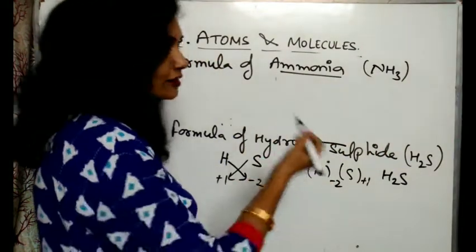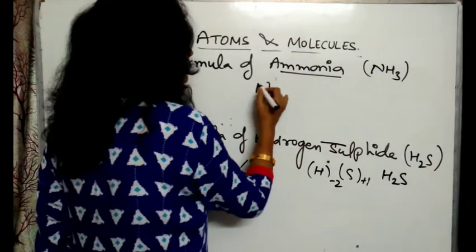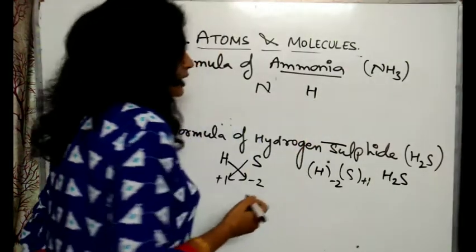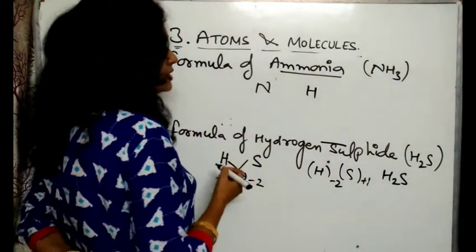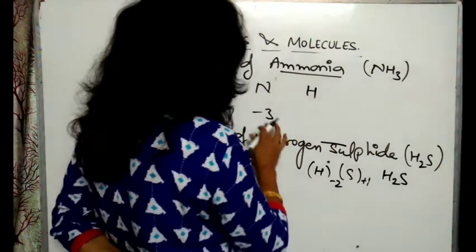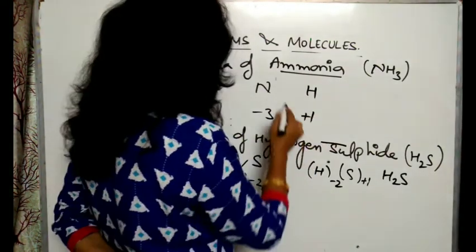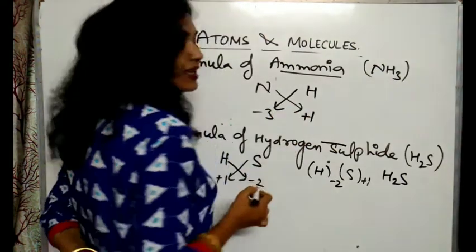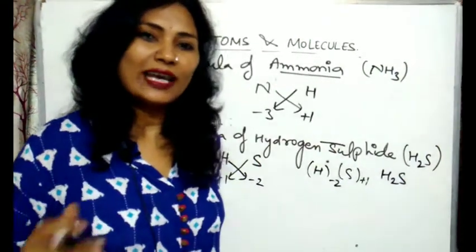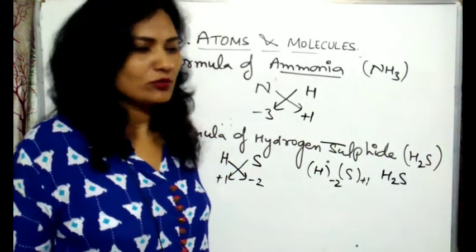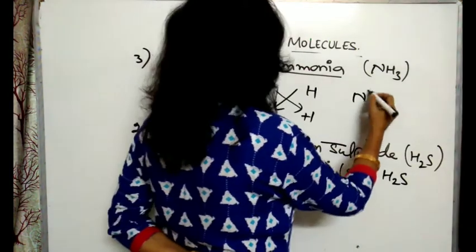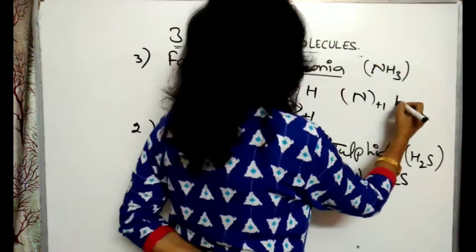Both are non-metals here. We write nitrogen N and hydrogen H. The valency of nitrogen is -3 and the valency of hydrogen is 1, that may be +1. In some books you can see that valencies are not written with the minus sign, so you can ignore that also. Got it? So you will cross over the valency, like that.